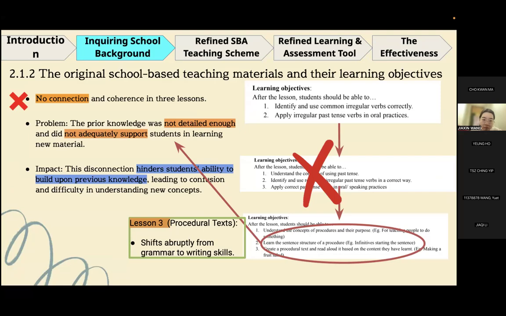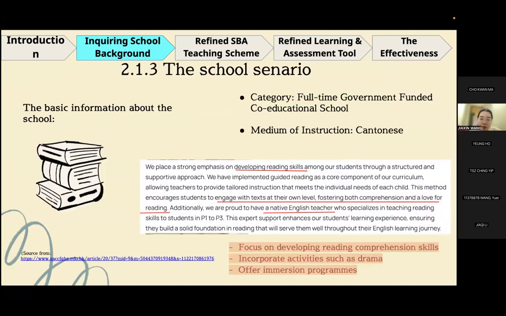Next page, please. And for the school scenario, we can see this school usually focuses on developing reading comprehension skills, which is not speaking and listening skills. And the school also incorporates activities such as drama. They also offer students immersion programs to practice speaking and oral skills. Next page, please.